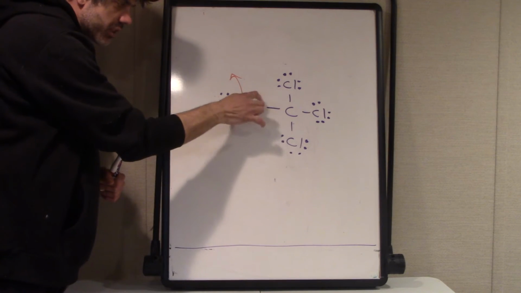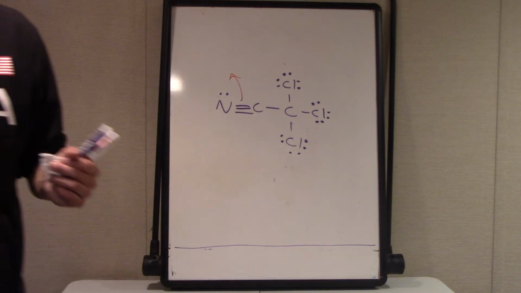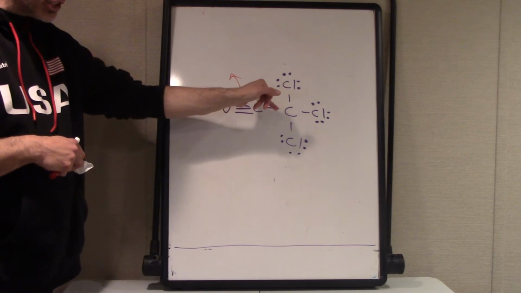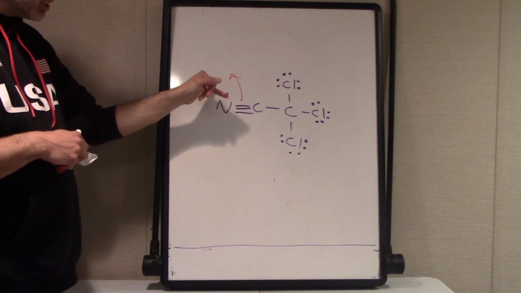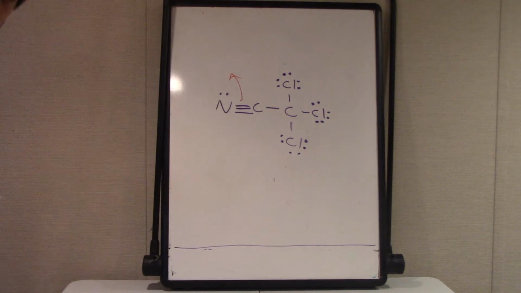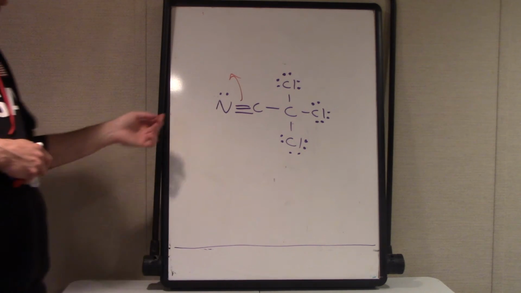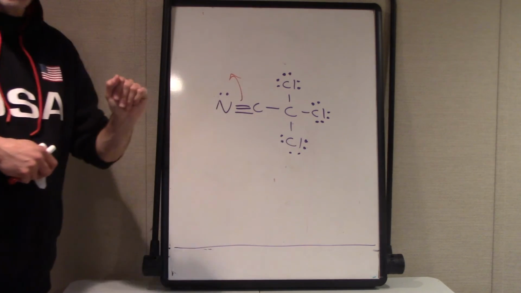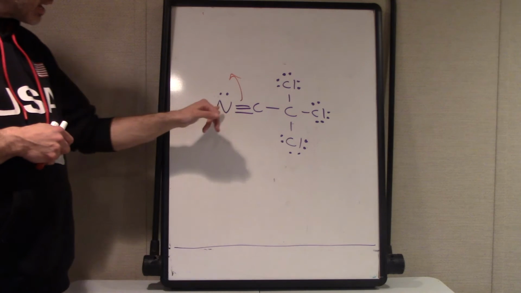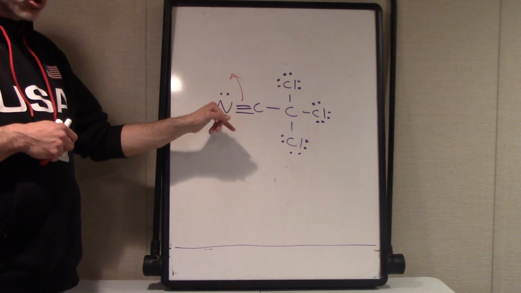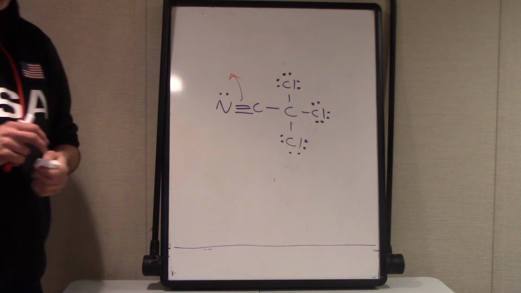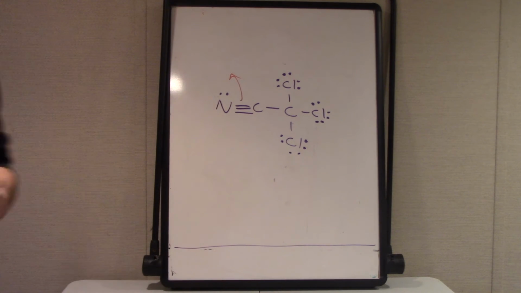So 1, 2. This carbon only has two electron groups in our VSEPR counting. Two electron groups is going to be sp hybridization. We already decided the nitrogen was sp hybridized, or had sp hybrid orbitals. So what can we say about the sigma bond? This sigma bond is the result of the overlap of the sp hybrid orbital on the nitrogen with the sp hybrid orbital on the carbon. That's how that sigma bond came into being.